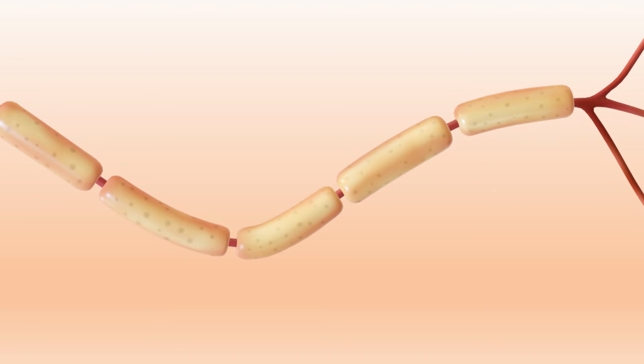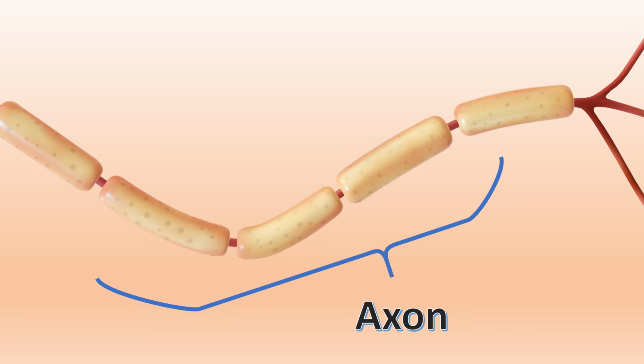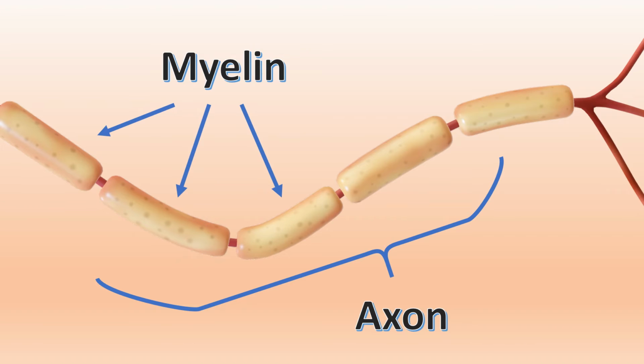Finally, number 3, the much-discussed axon. An axon is a long, slender structure. Many axons are insulated with a fatty substance called myelin. Myelin helps axons conduct an electrical signal. Neurons generally have one main axon.